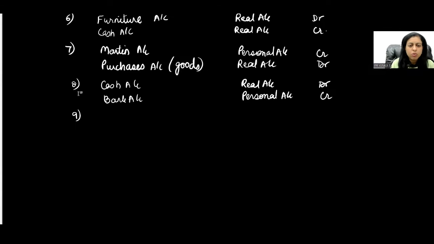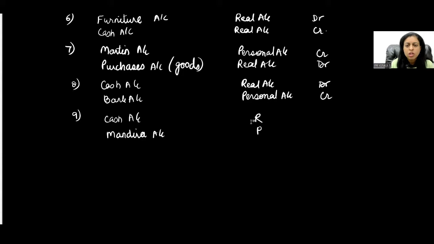Paid to Mandira 1200. What are you doing now? Paid. Paid means either it will be paid in cash or bank. When nothing is specified, we have to assume it is in cash. Okay. Cash and Mandira. So these are the two accounts involved. Cash is real account, Mandira is personal account.